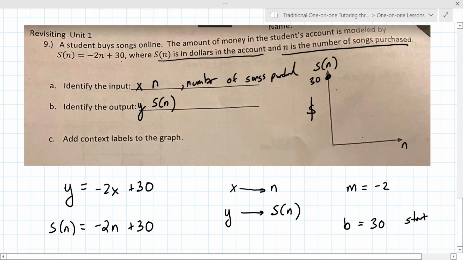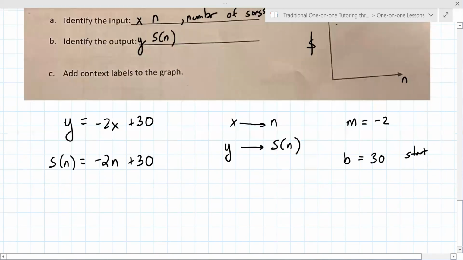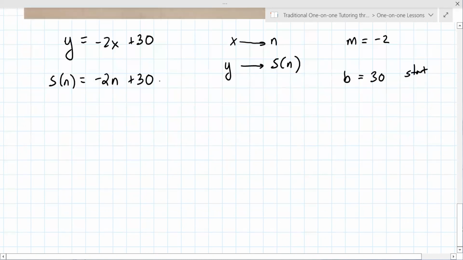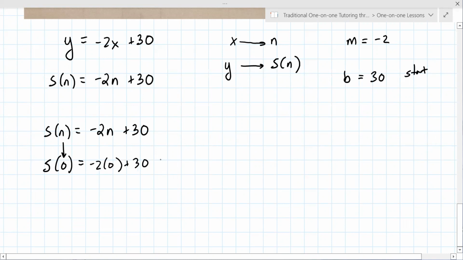But maybe we don't know where to graph this. Maybe we do. So we're going to do the same thing that we did in the previous problem. We're going to take this function right here and first find s of 0. And that means that n is 0. n takes on the value of 0. So that's -2 times 0 plus 30. Can you calculate that for me?